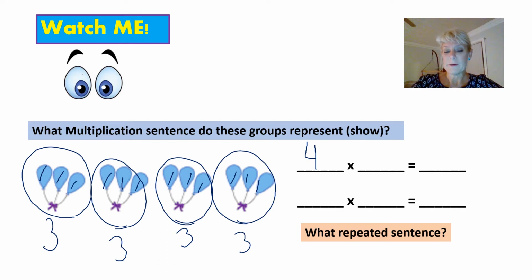Now, it does not matter if I am saying 4 times 3 or 3 times 4, because I'm going to get the same answer. So 1, 2, 3, 4, 5, 6, 7, 8, 9, 10, 11, 12. All right, so 4 times 3 is going to be 12, and 3 times 4 is also going to be 12.